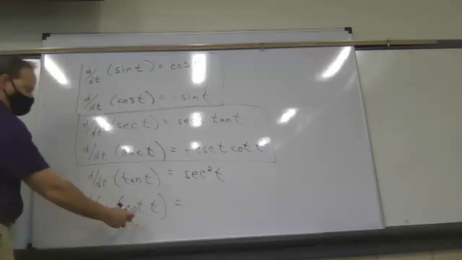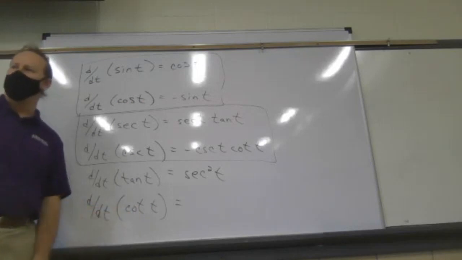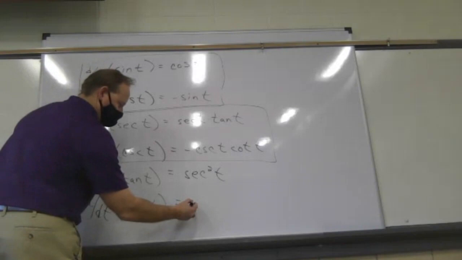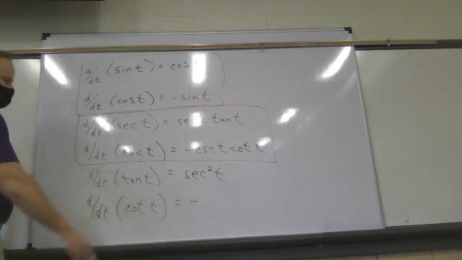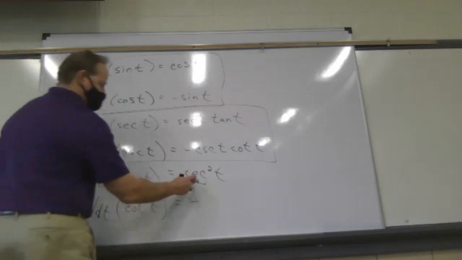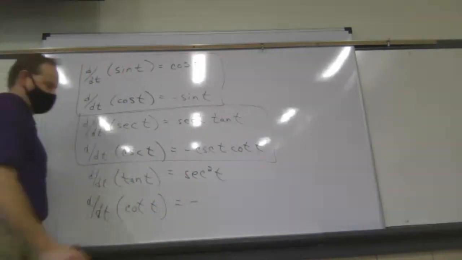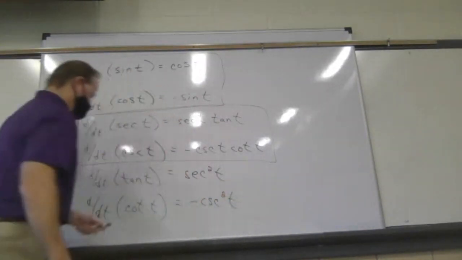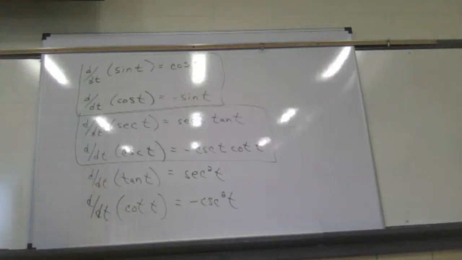So once again, if I'm taking the derivative of something and it's got a co, what do you think is going to show up? A minus sign. So the derivative of cotangent is minus. And then instead of secant squared, it's going to be cosecant squared. So the derivative of cotangent t is minus cosecant squared t.